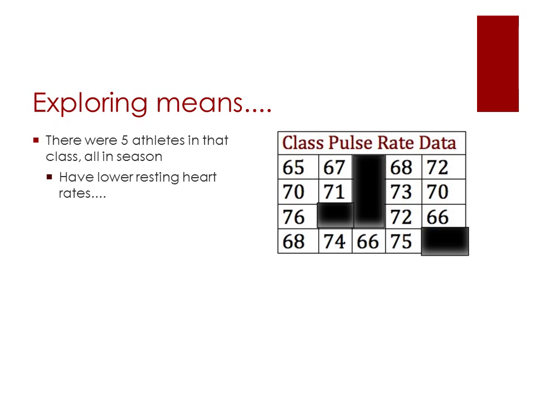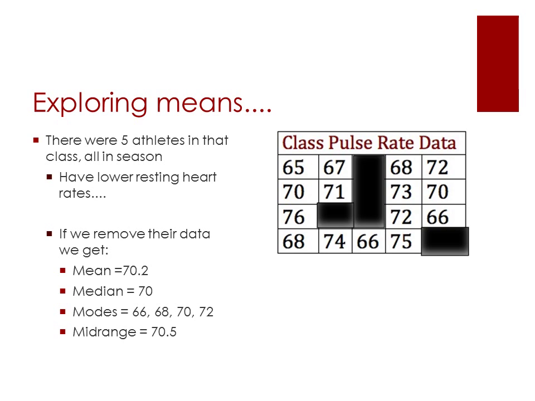So if we take these 5 individuals and block out their data, which were in fact all the lower scores, notice this is why we like to keep demographics on people. What are we looking at? We see that the remaining data gives us a mean of 70.2, a median of 70. Our modes stay the same. Notice none of those changed. And we get a mid-range of 70.5.